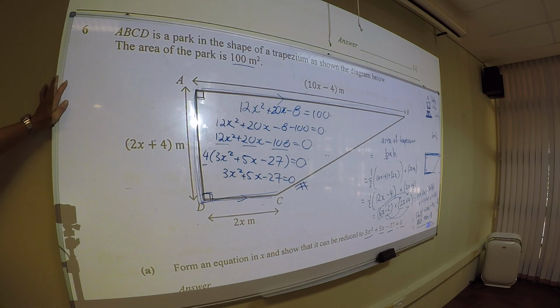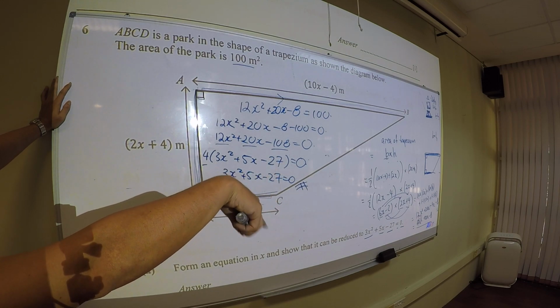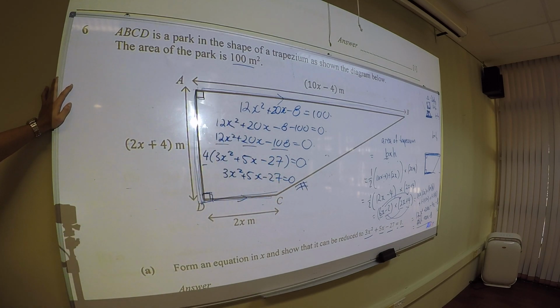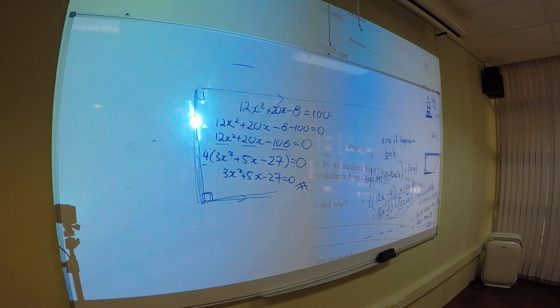Okay. So the difficult part is finding the area of trapezium, simplifying all the algebra. After that, you let it equals to 100. Then you can get the answer. Okay? This is a difficult question.